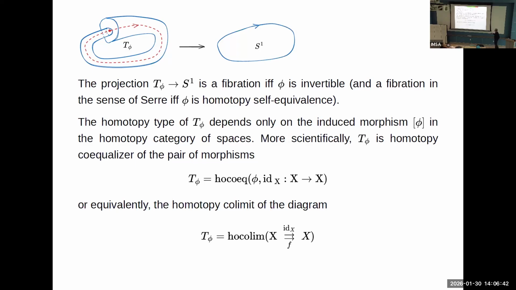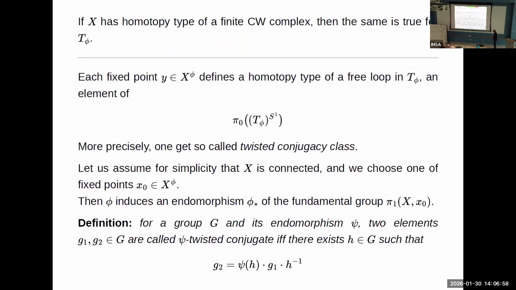Like the homotopy coequalizer of a pair of maps, the identity map and this map phi. Or the homotopy colimit of this diagram with two vertices and two arrows. So it's a scientific way to see it. So you get this mapping torus. And if it's a finite cell complex, then the mapping torus will also be a finite cell complex. It's very easy to see.